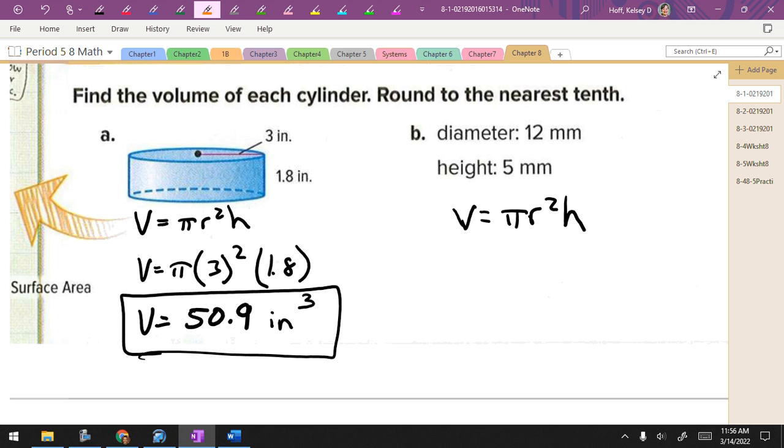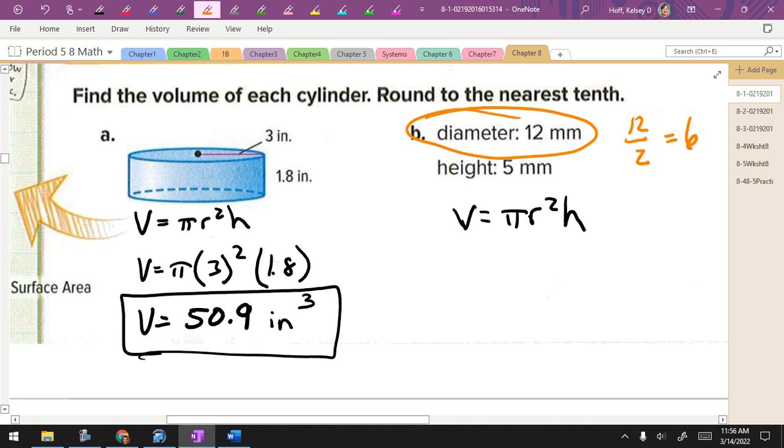Did they trick you? What do I mean? They gave us the diameter, so the very first thing you should have done is 12 divided by 2 to give me 6 is my radius. Volume equals pi times 6 squared, and my height is 5. Rounded to the nearest tenth, what is my volume?